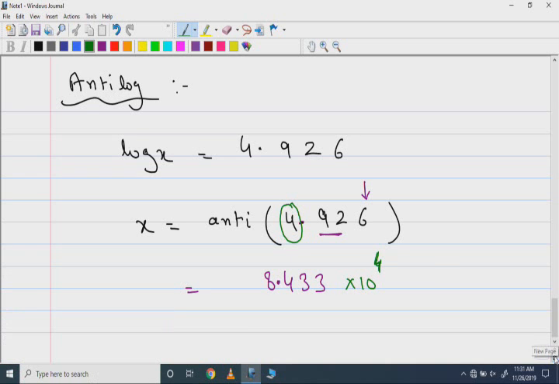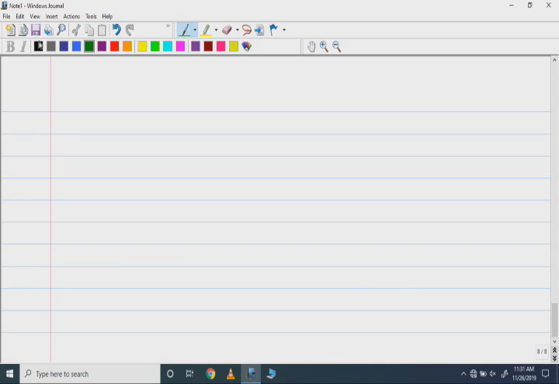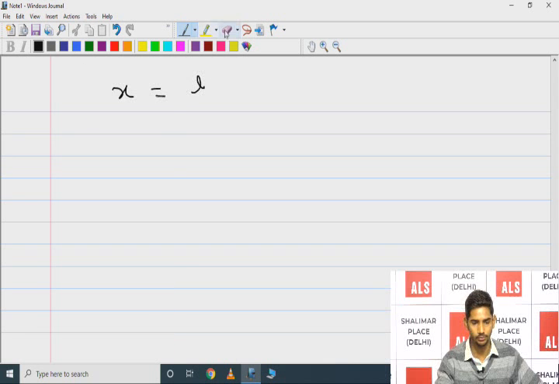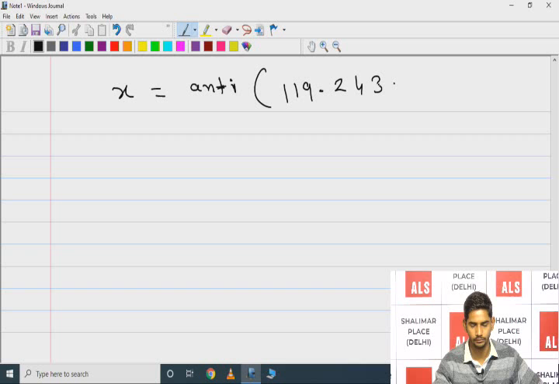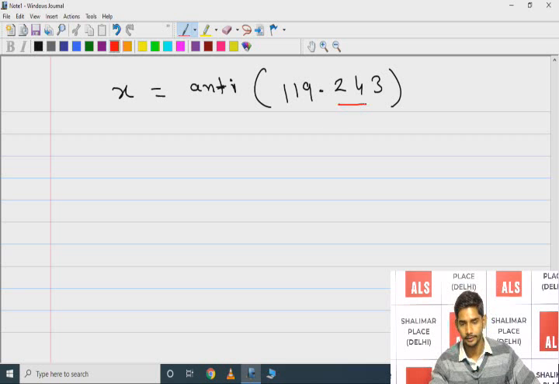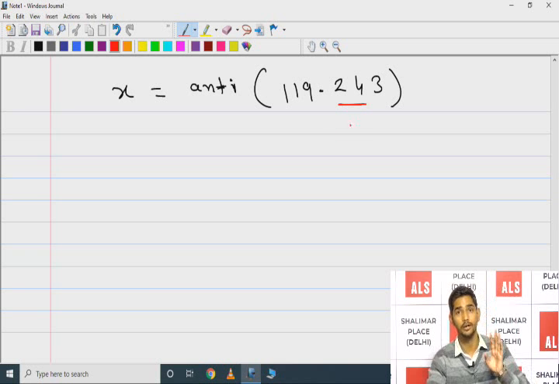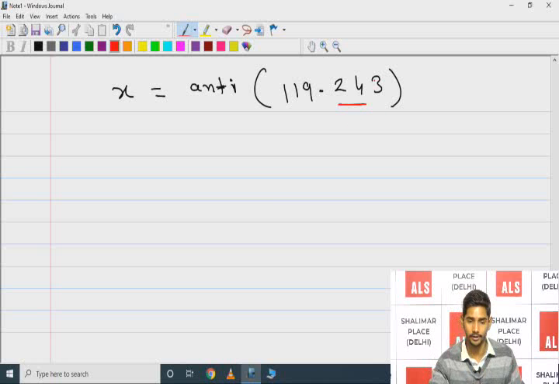And let's take another example. We have x is equal to anti-log of 119.2432. Oh no, let's use the 243 only. So what will we do? Again, I'll check out the two digits after the decimal. So I'll check the value of 24 at 3. Please tell me the value of 24 at 3. What value is it?